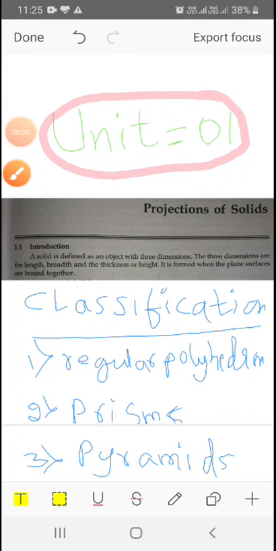Dear student, in the previous video we already discussed the course content, weightage of marks and question paper pattern of the subject Engineering Graphics 2. In this video we are going to discuss the definition of solid.